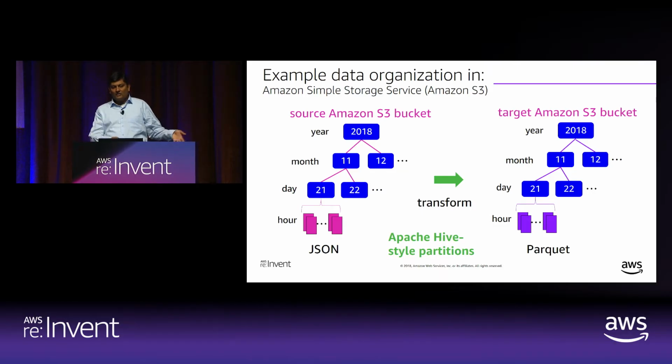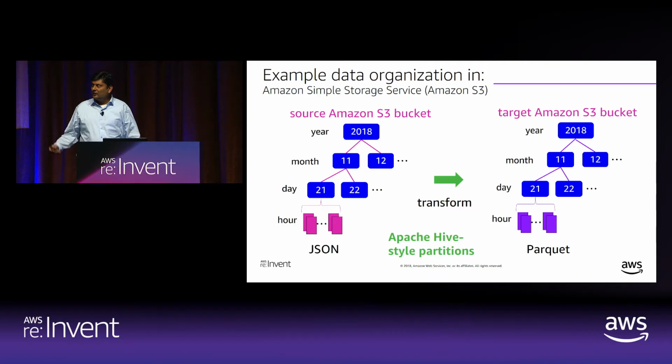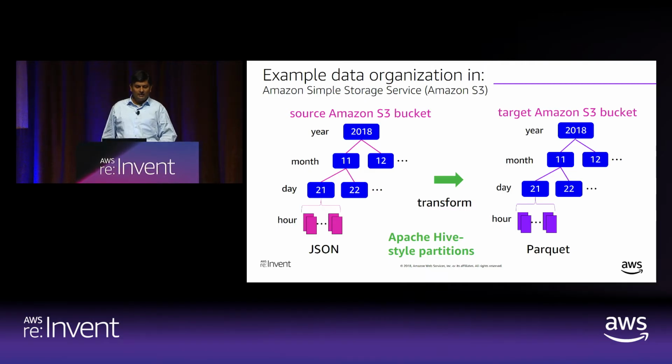And what they do is they take the raw data and they transform it somehow, either reducing it or just changing the format into something that's optimized for analytics on the right-hand side. In this particular case, we're maintaining the same hierarchy. The hierarchy here is in terms of year, month, and day, but you could use any other hierarchy, like region, for example.